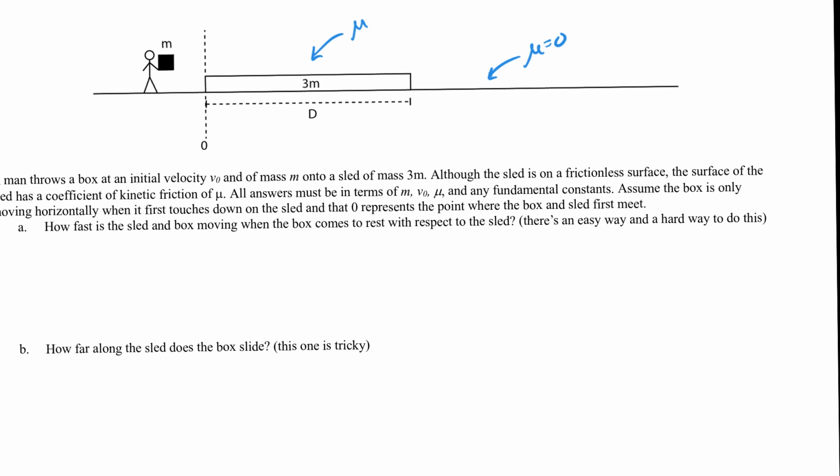All right. The moment the box makes it to the sled, the box begins experiencing a force, and that force is in this direction. It's friction. But the sled also experiences an equal but opposite force in this direction. All good? Eventually, the box and the sled are going to reach the same speed.